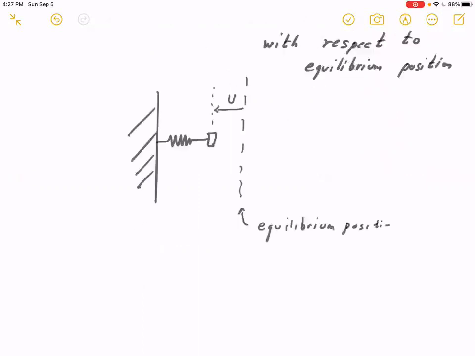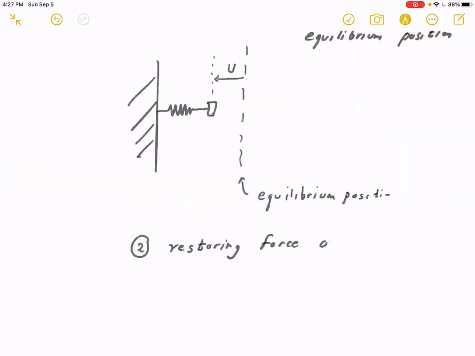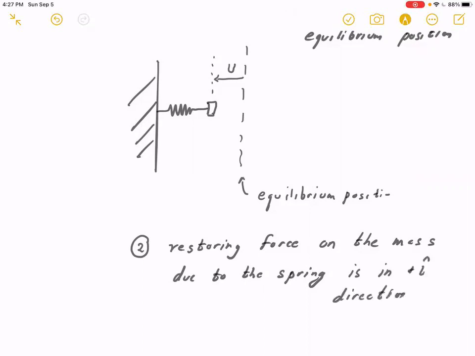So what happens here? Well, the mass is going to feel, again, a restoring force. So there's a restoring force on the mass due to the spring. You always have to ask yourself, what's causing the force? And it's the spring. But this restoring force is now in the positive i hat direction.